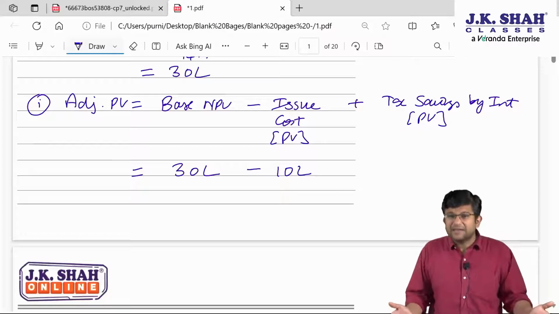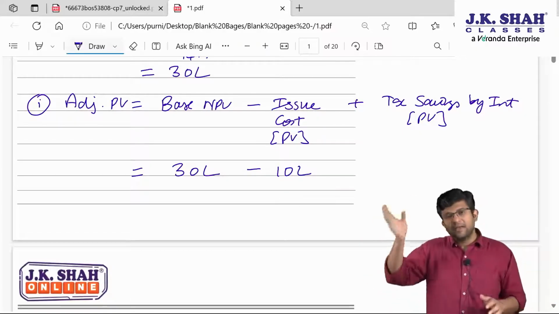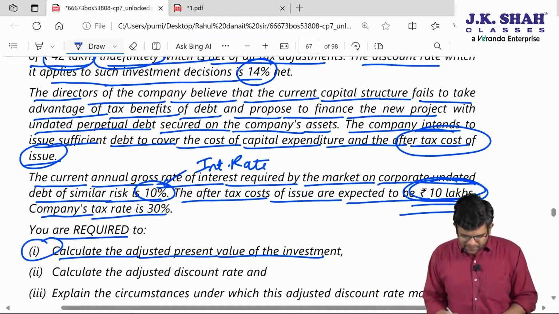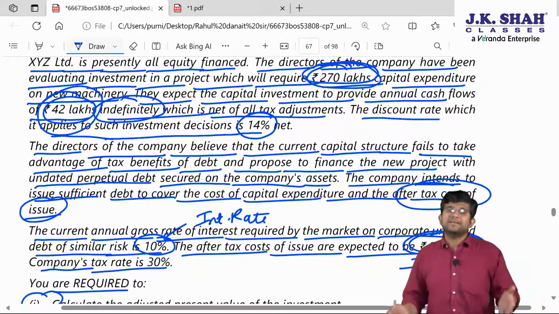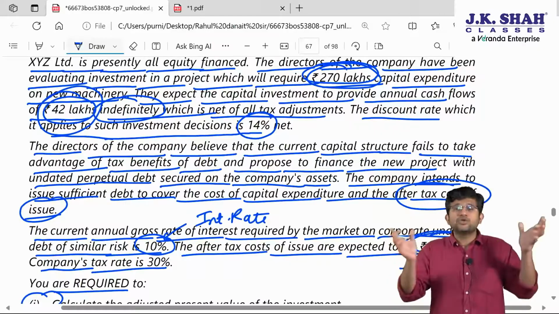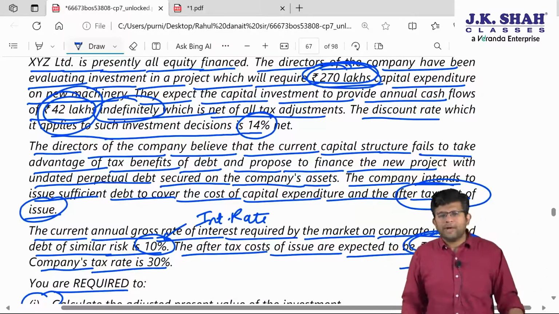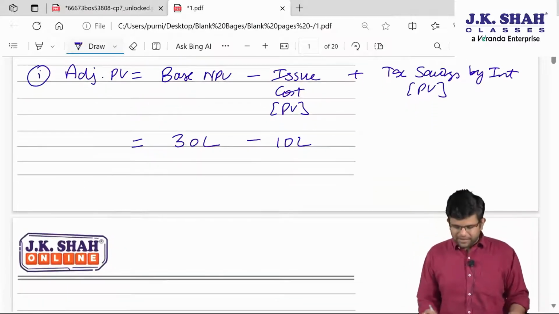tax savings due to interest, and we must have shown a big hefty tax while calculating this 42 lakh rupees CFAT. But if there is a tax saving that will happen in the company due to interest, do you realize the final answer will slightly swell up? It will swell up by exactly the tax saved by interest. Now students, how do I calculate the tax saved by interest?